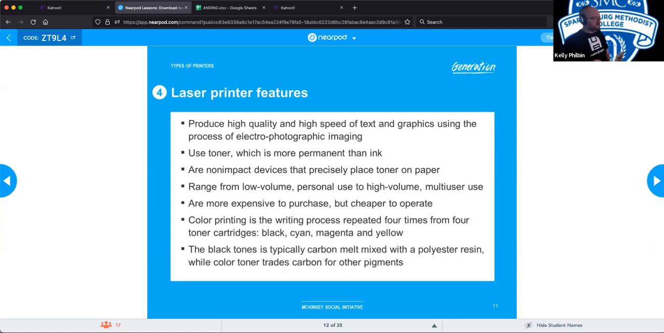And black toner, typically, is a carbon melt mixed with a polyester resin. So toner is like a plastic. It's essentially burnt plastic, is the black toner. And you melt that resin into the page and that's where the color transfer takes place. That is part of why it is far more permanent than just ink itself, because it becomes a part of the paper.